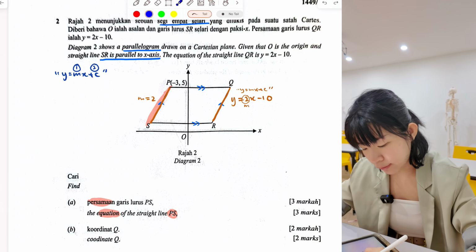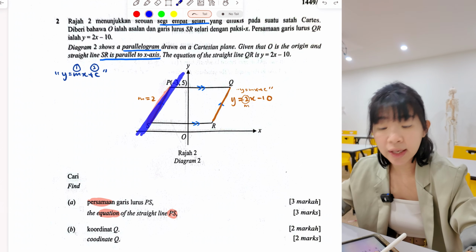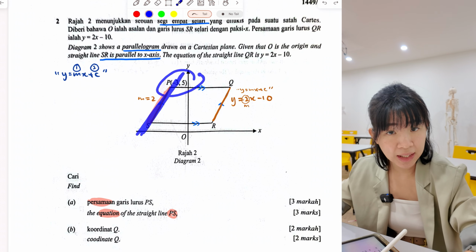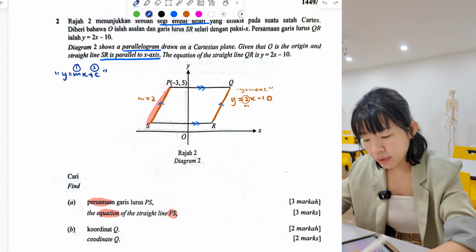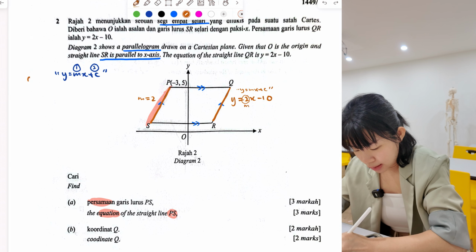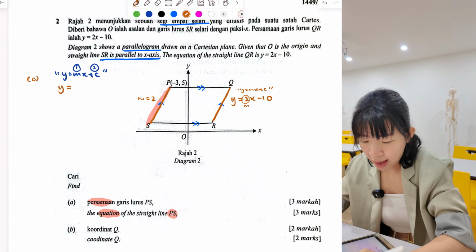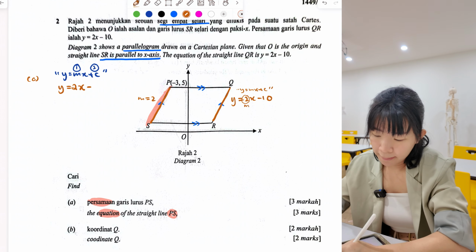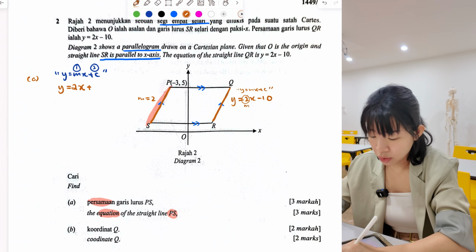Okay, which coordinate? If you want to find PS, you have to choose a coordinate related to this line, which is P. Understand? Okay, so now we have M already. We put M in first. This is question A. So y equals 2x plus, we don't know the c, so we write c.